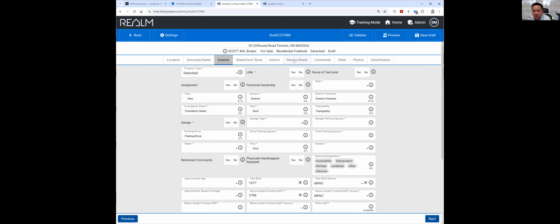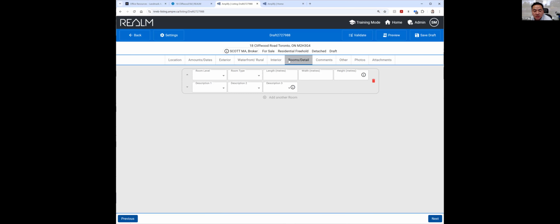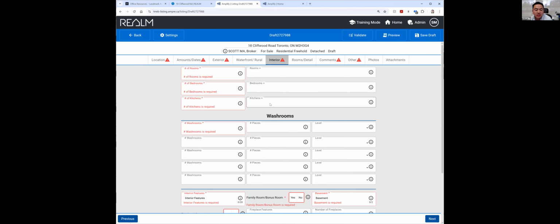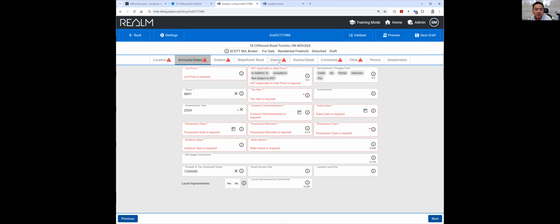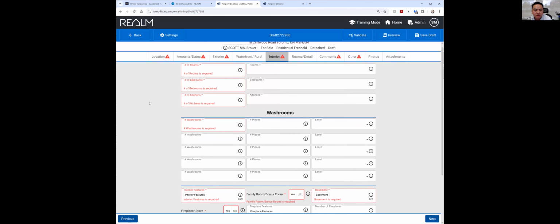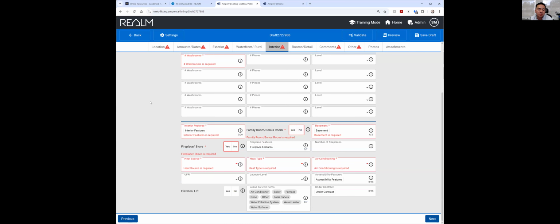Saifu asked in the chat, some listings on MLS don't have room measurements. Are these fields mandatory? Yes, they are definitely mandatory now. I think sometimes it depends on what kind of listing you're uploading, but often it will just say the interior room measurements are mandatory.